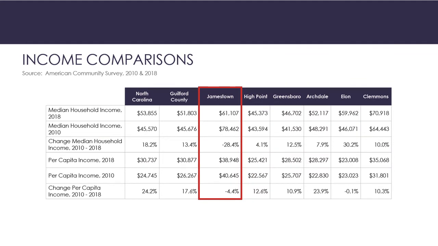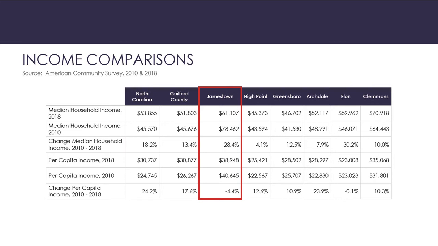Finally, we'll take a look at some household and per capita income statistics. While median household income in Jamestown was well above the median for the state and Guilford County in 2018, the census data show that there was a fairly significant decline between 2010 and 2018, equal to nearly 30% of income. This is most likely due to members of the higher income households moving into retirement, where annual income is typically much lower.